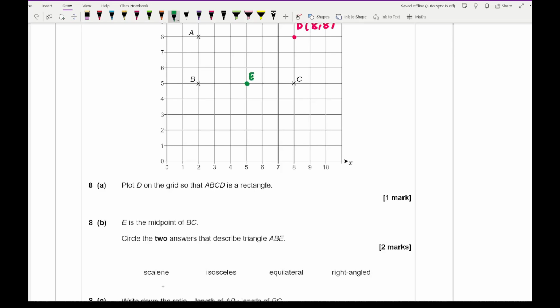And it then says circle the 2 answers that describe the triangle ABE. So if I just draw that triangle, again, probably should use a ruler for this. It's definitely not a scalene triangle because not all the sides are different. It's either going to be an isosceles triangle or a right angle triangle. And these 2 sides here are the ones that we know are the same.